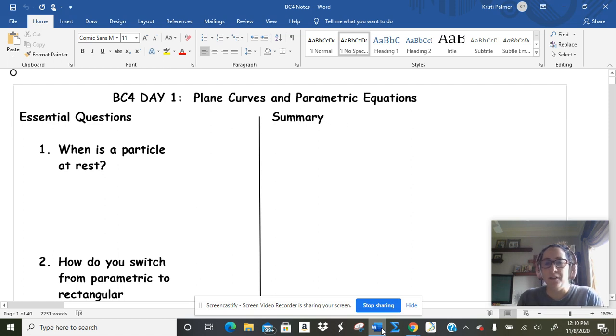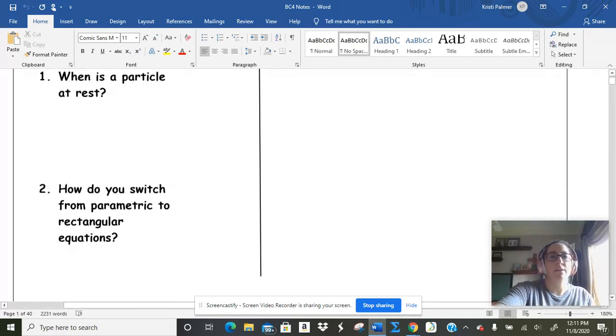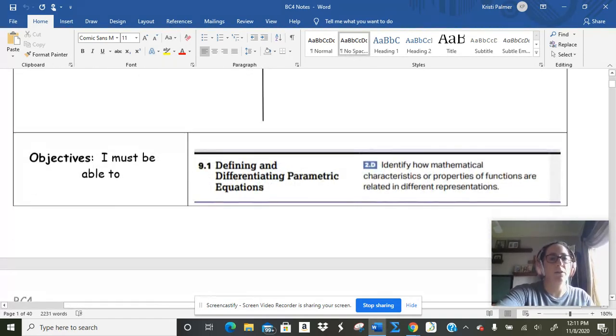Hey guys, we are in Unit 4 here, BC4, and this is going to be all about parametric and polar equations. So far we've kept it in terms of x and y, and we call that the rectangular coordinate field, because it's like a rectangle, I guess. But so we've been in x and y, but now we're going to have a parameter introduced. So it's like a third variable, and then we're going to go to polar, which is just beautiful. But essential questions, if you want to look through those.